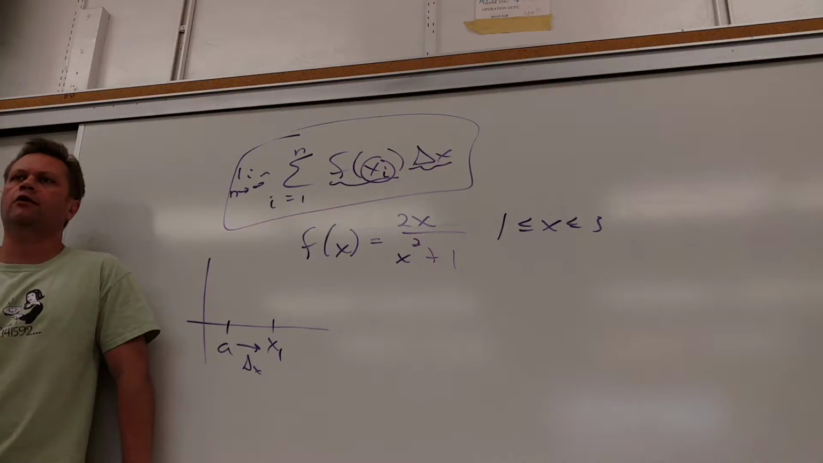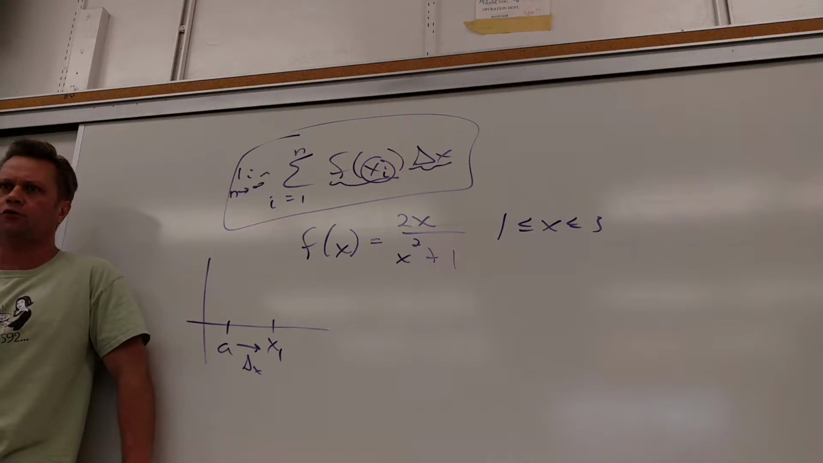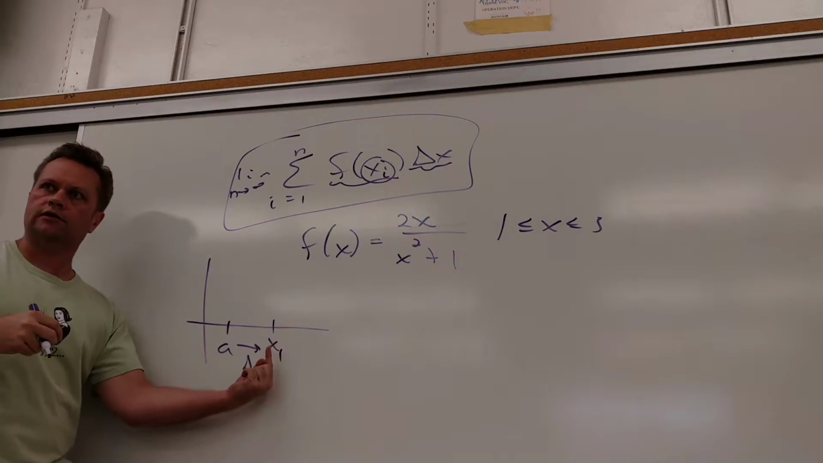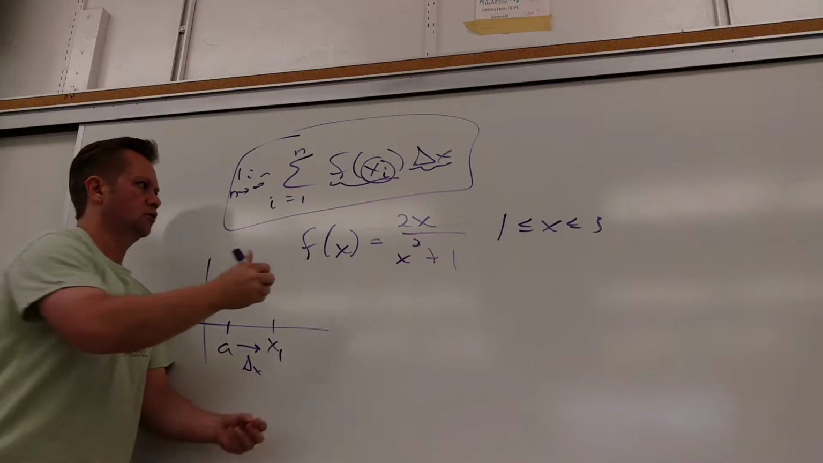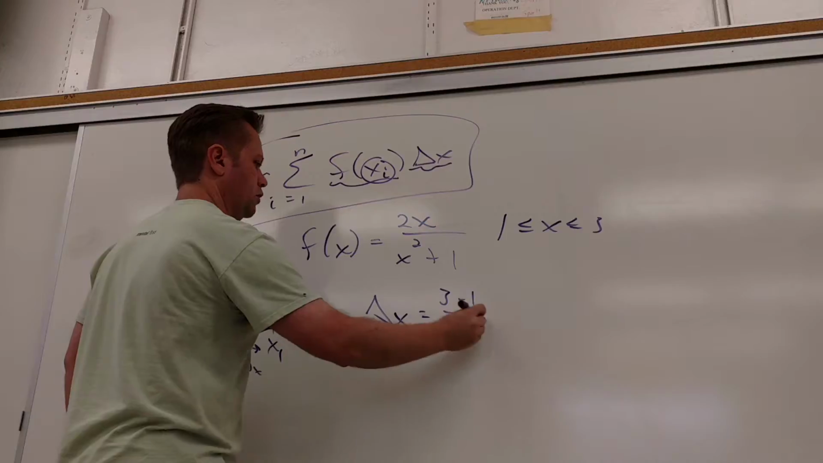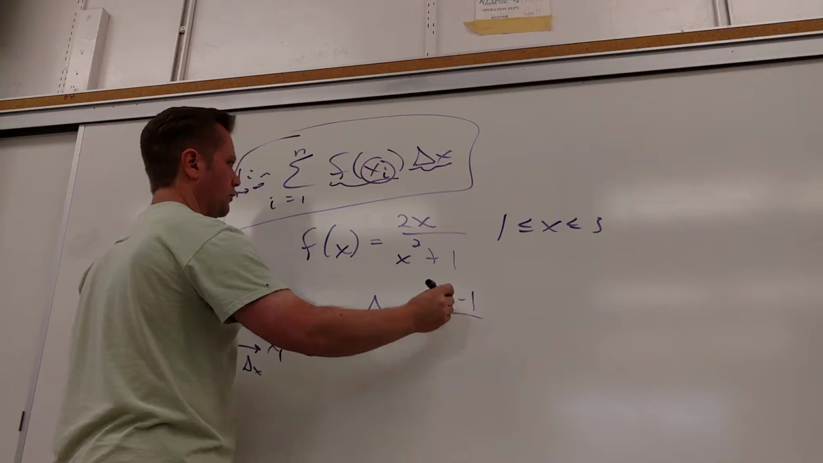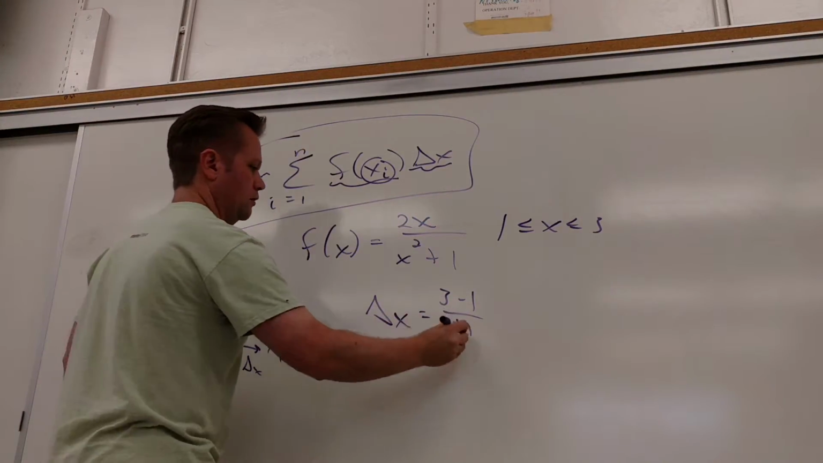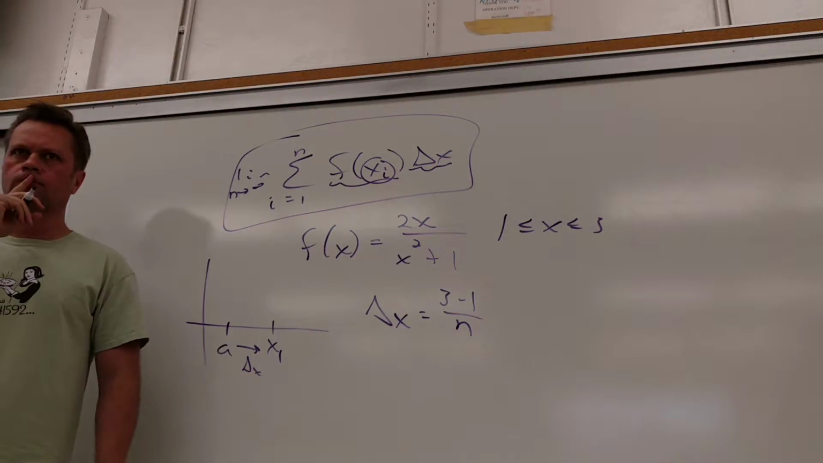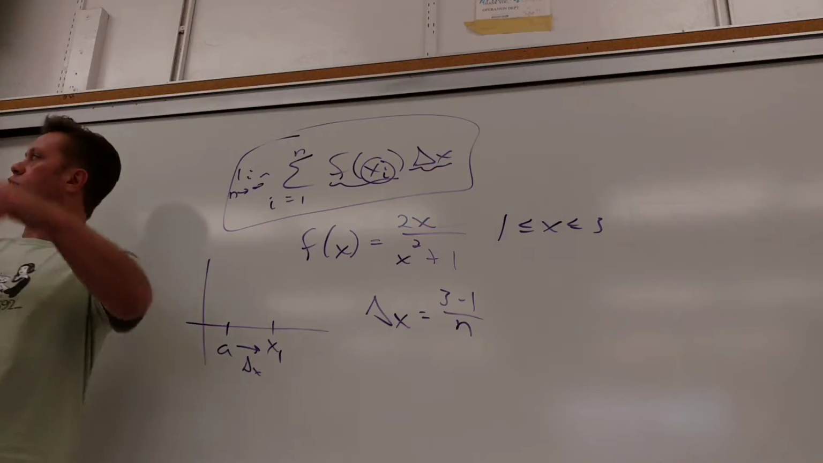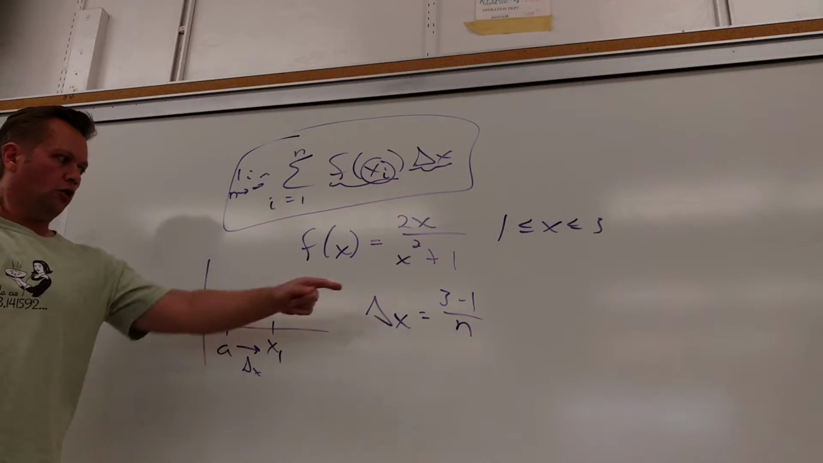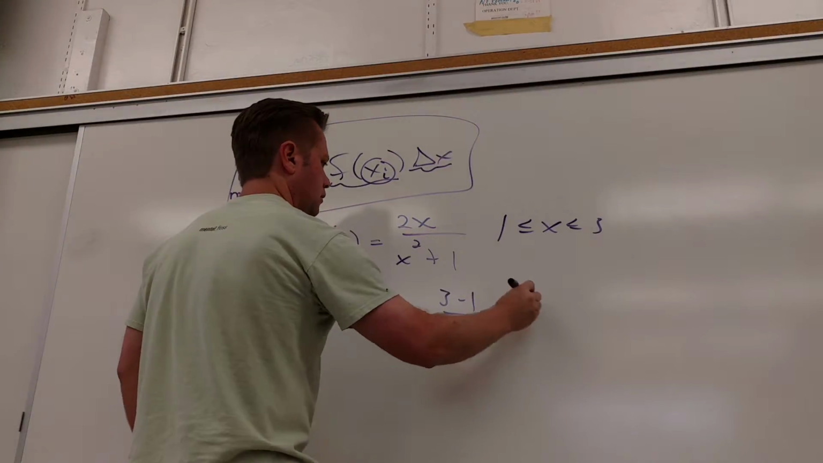So how do I figure out that width? It's the first thing I find because it's what controls everything else. It controls what I'm plugging into the function. The next thing. And what is B and A? 3. Yeah, so 3 minus 1 over the number of rectangles, N. I like it. And then you write what xi is. So now that I know what delta x is, 2 over n.